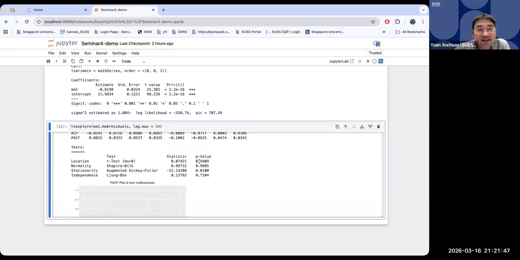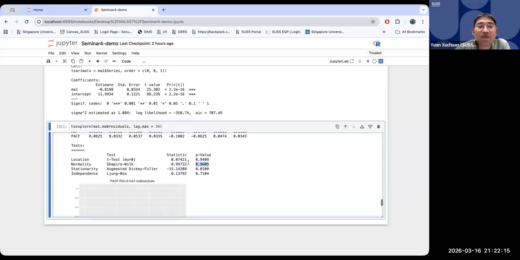And if you look at the t-test, the location test, the mean is 0, so we will not reject that because the p-value is bigger than 0.05. And the normality test, right? You look at the Shapiro-Wilk test, the p-value is also bigger than 0.05, so we will not reject the normal distribution hypothesis. So they are normally distributed with mean 0.